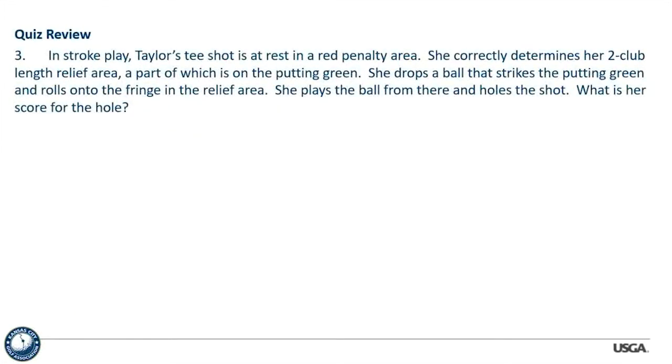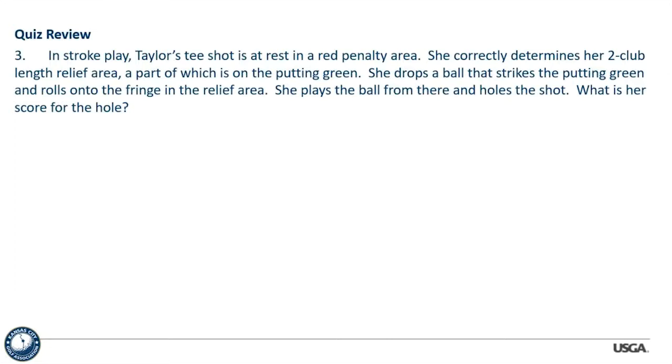In stroke play, Taylor's tee shot is at rest in a red penalty area. She correctly determines her two club length relief area, a part of which is on the putting green. She drops a ball that strikes the putting green and rolls onto the fringe in the relief area. She places the ball from there and holds the shot. So what is her score for the hole?